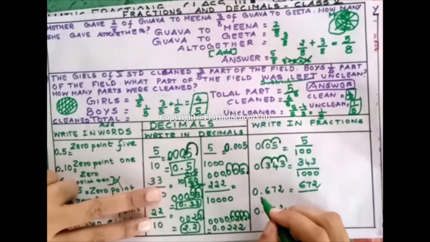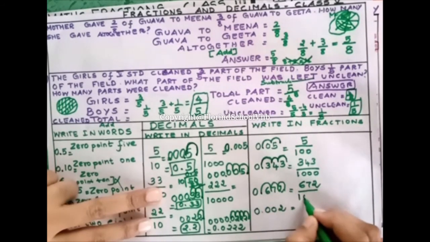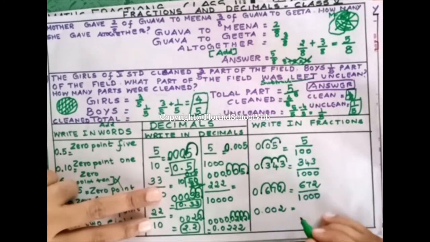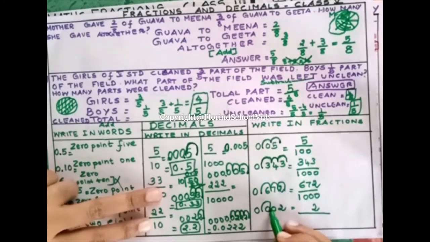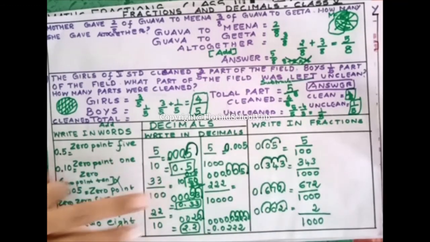Now 672. Now shall we shift the point? 1 2 3. How many times? 3 times. So write 3 zeros. Okay, again 2. Shift the point. 1 2 3. 3 times. So write the answer.